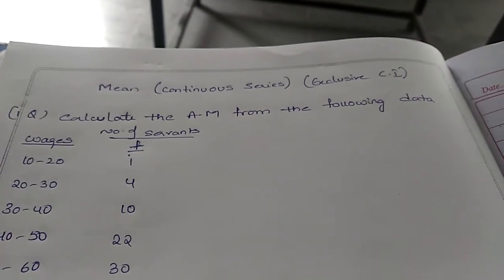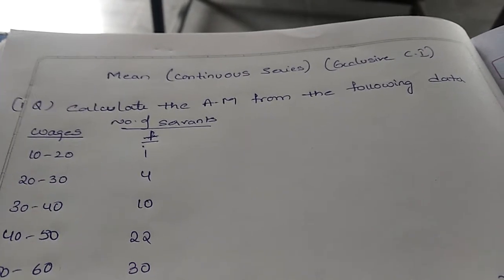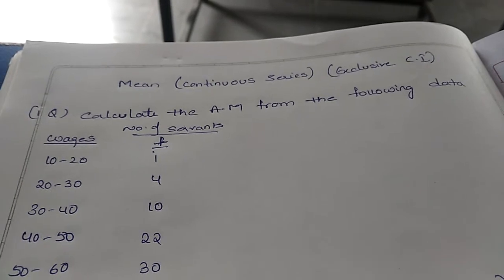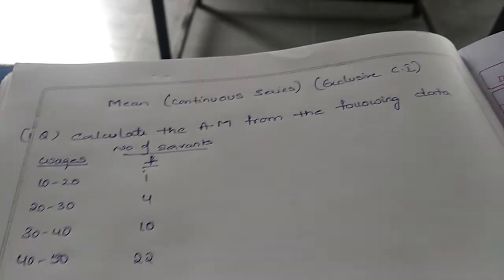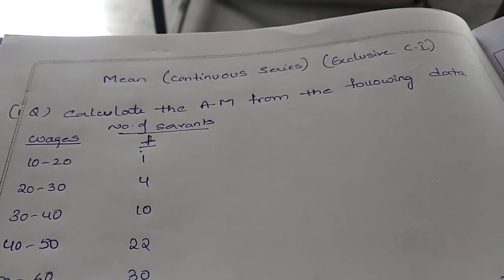Good afternoon, ma'am. In business statistics, the topic is measures of central tendency. Today I am going to explain the mean for a continuous series with exclusive class intervals, nothing but normal class intervals. Once you see the question here: calculate the arithmetic mean from the following data.